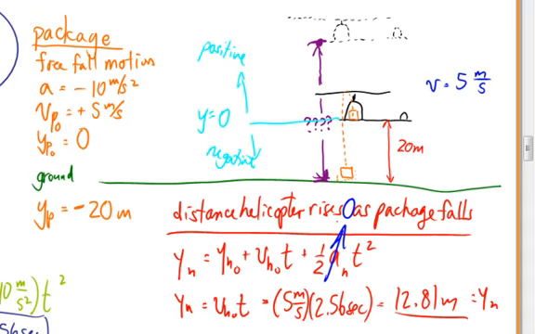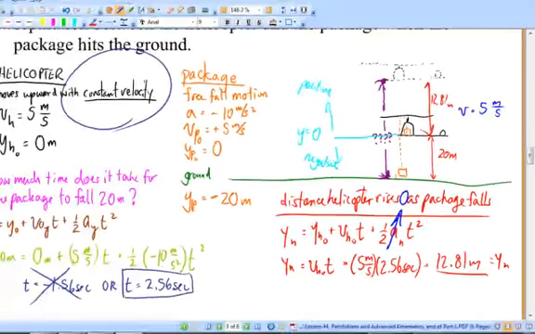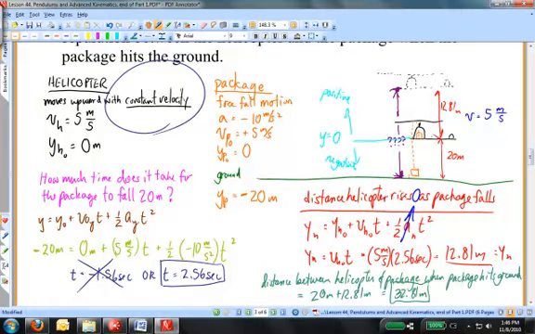So if I go back to my diagram, what I find is that this distance between where the helicopter began when it released the package and where the helicopter is when the package hits the ground is 12.81 meters. Well, now what was the original question? The original question is how far apart are the helicopter and the package? I can see that I'm going to add the 20 meters to the 12.81 meters, and I'm going to get 32.81 meters. That's the total distance between the helicopter and the package when the package hits the ground. That's the solution to this first problem.